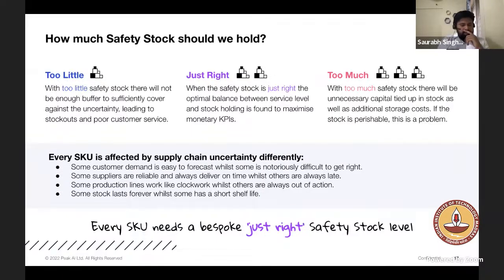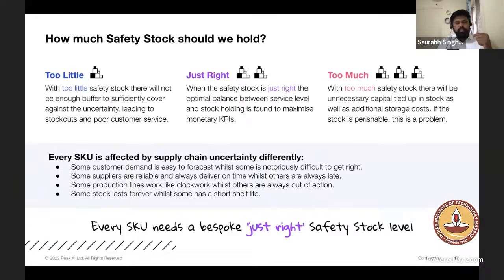Now, an organization does not make only a single product. It may make different types of products, and each product has its own behavior. Therefore, every SKU, which you can consider here as an individual product, is affected by supply chain uncertainty in a different way. For example, some customers are easy to forecast, while some are notoriously difficult to get right. Some suppliers are reliable and always deliver on time, while others are always late. Some production lines work like clockwork, while others are always out of action. Some stock lasts forever, while some has a short shelf life.